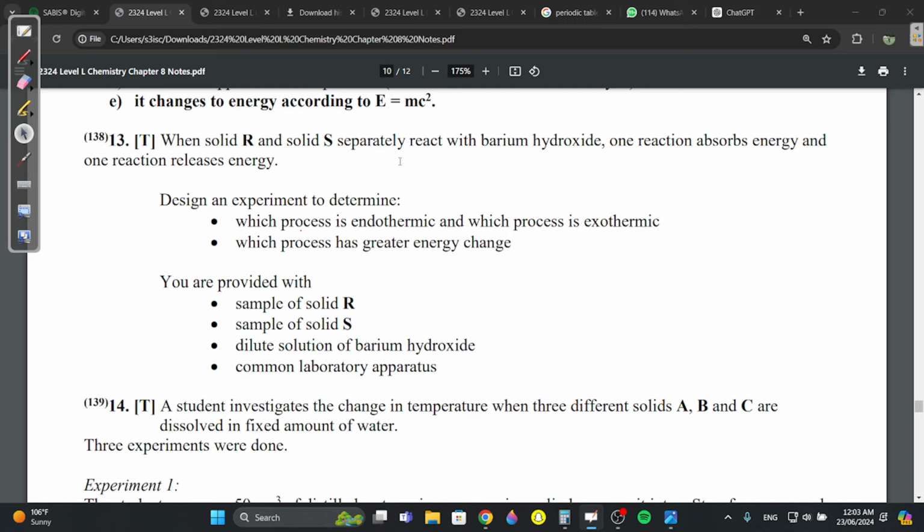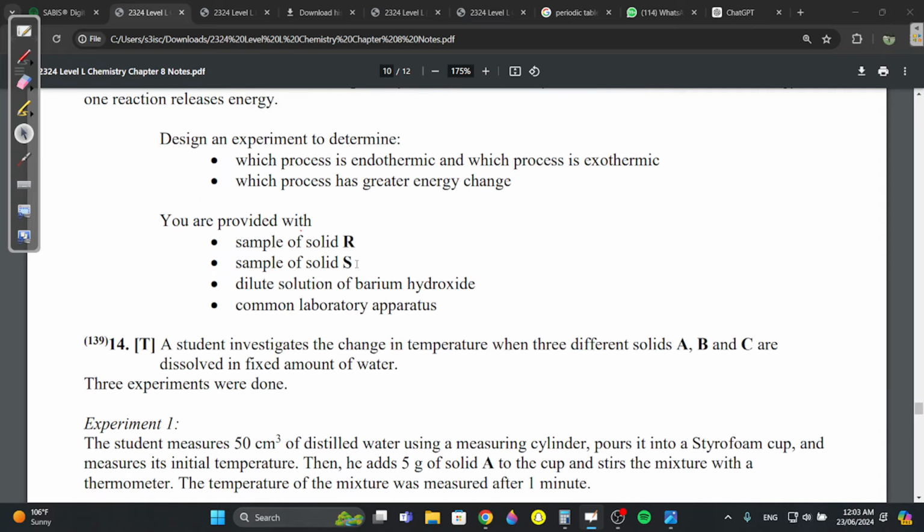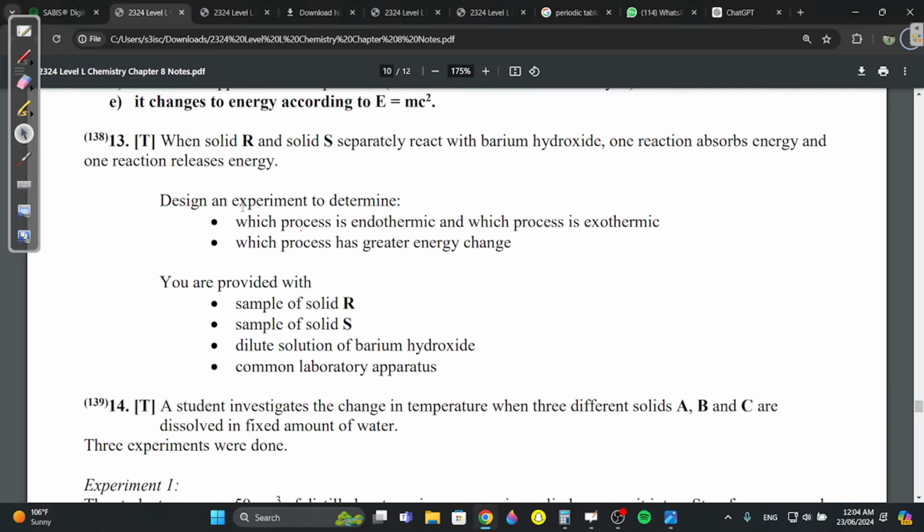13. When solid R and S separately react with barium hydroxide, one absorbs and one releases. Design an experiment to determine which process is endo and which process is exo. Okay, we're not going to do any of these. So actually, no, we'll do this, in case it comes. You're designing an experiment to determine which process is endo, which process is exo, which process has greater energy change.